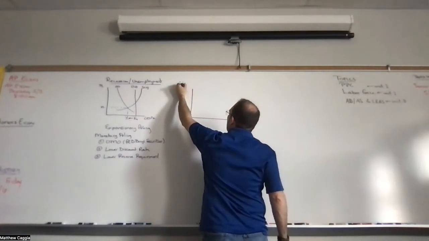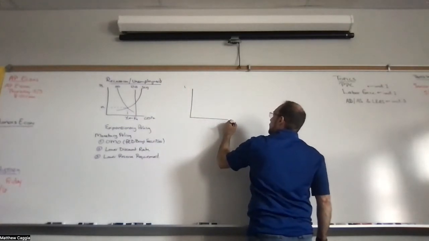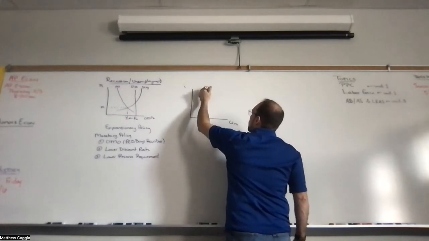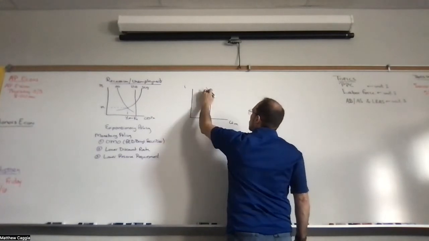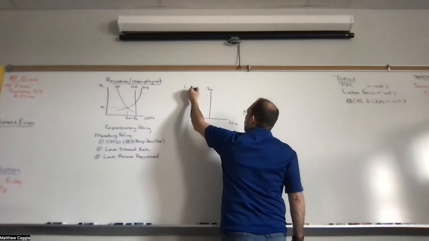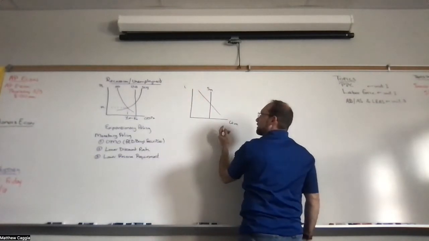Okay, we've got the interest rate over here, and we've got the quantity of money on this axis here. The money supply is vertical. It is independent of the interest rate. Okay. Supply of money, and the demand for money is dependent on the interest rate, so it has a negative slope.